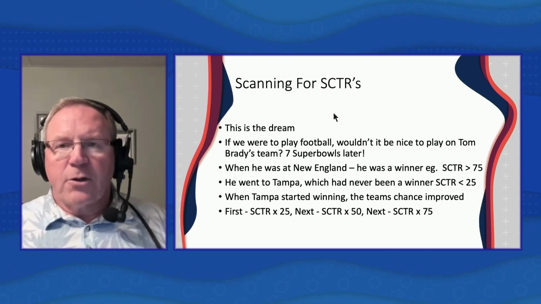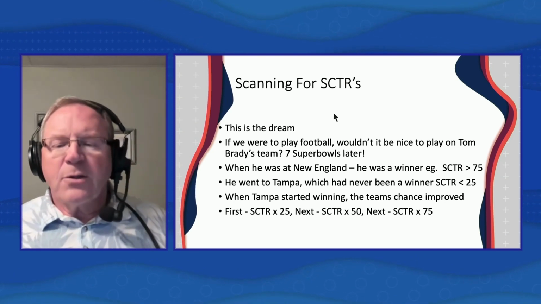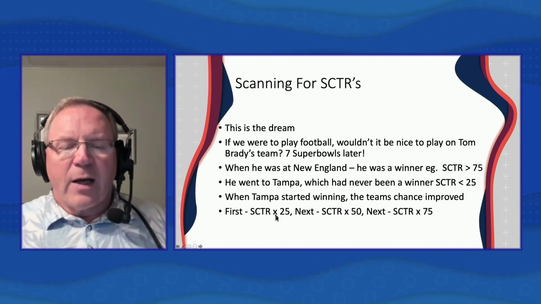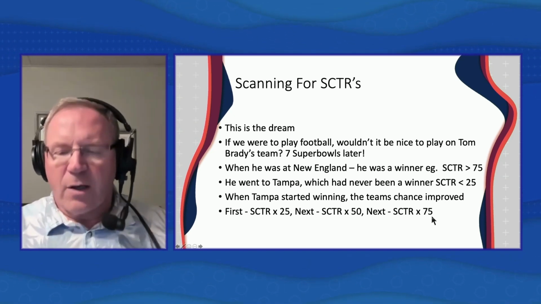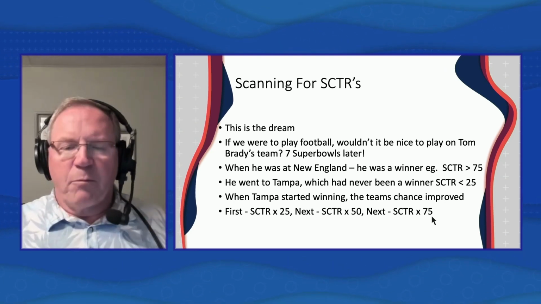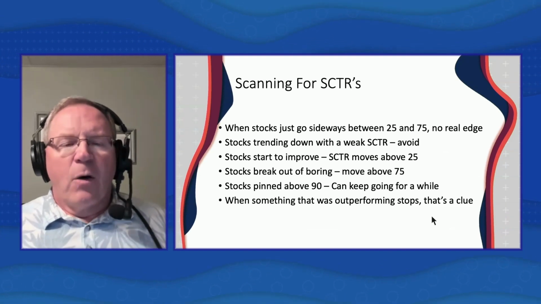Its stock charts technical ranking would always be less than 25. But when Tampa started winning, it started to improve. And so your scooter ranking would go from crossing above 25, crossing above 50, crossing above 75. All of those things are clues that it's getting better. So when we do that for stocks, we have this problem.